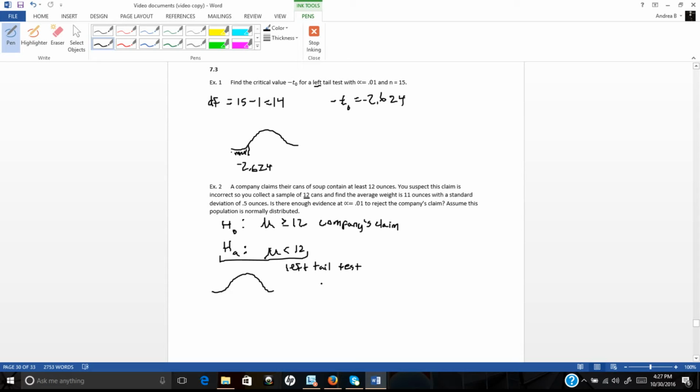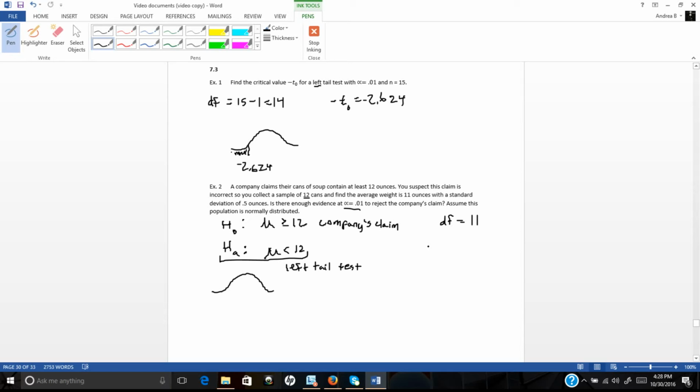And to look this up, just like we did in example 1 of this section, you have to go through and look up your alpha level. So here, alpha is 0.01. And our sample size here was 12. So in this case, our degrees of freedom, remember, is n minus 1. So our degrees of freedom here would be 11. If you do 12 minus 1, you get 11 for your degrees of freedom.